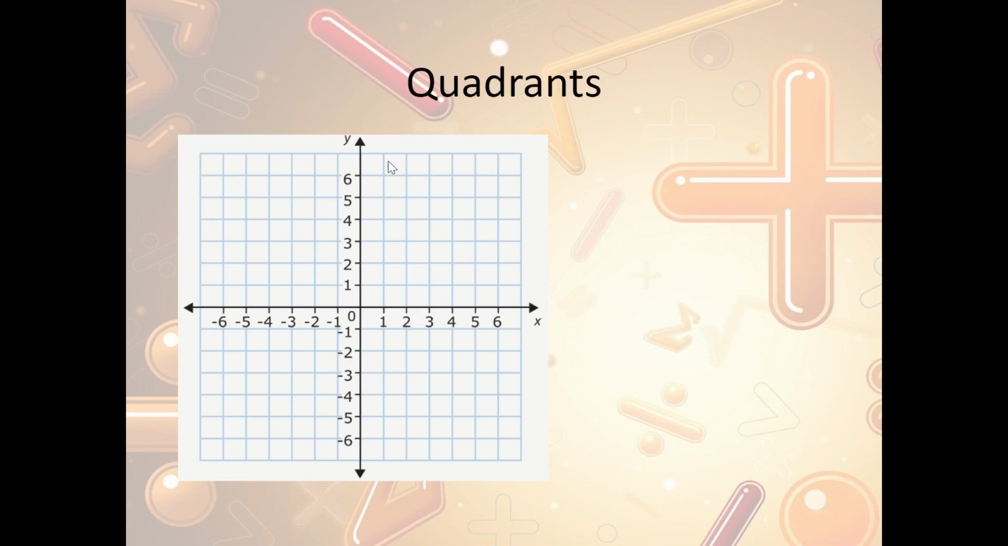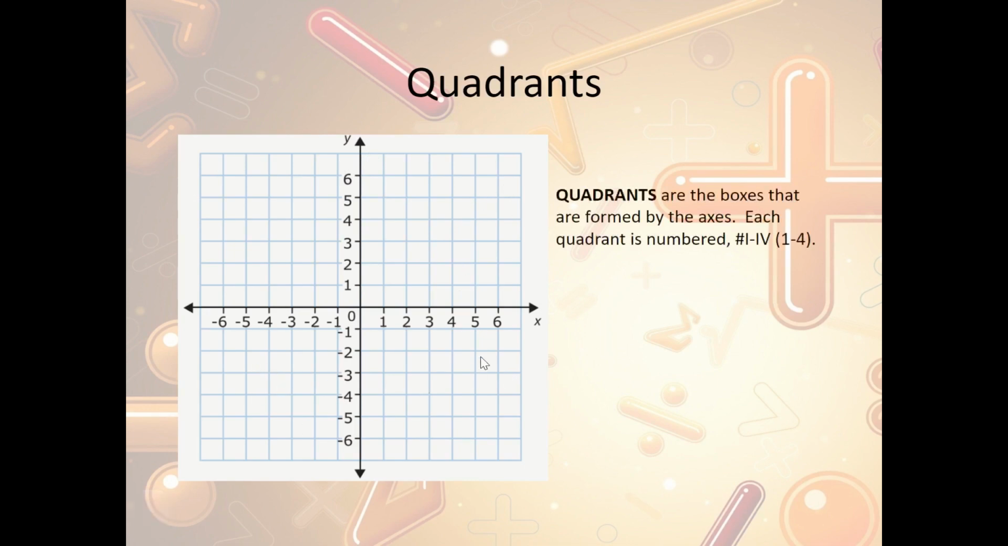From that, we form what we call quadrants. Quadrants are these boxes that are created from the axes. So this is a box, this is a box, this is a box, and this is a box. We label them I through IV, or 1 through 4. So this is quadrant 1 right here. This is where we begin. And then we go counterclockwise this way around to create the other boxes. So this is quadrant 2, this is quadrant 3, and this is quadrant 4.